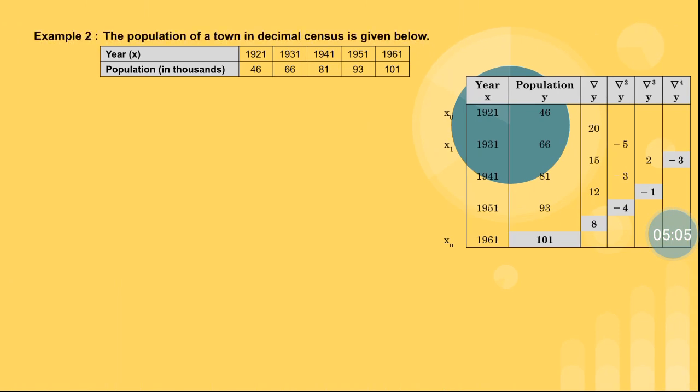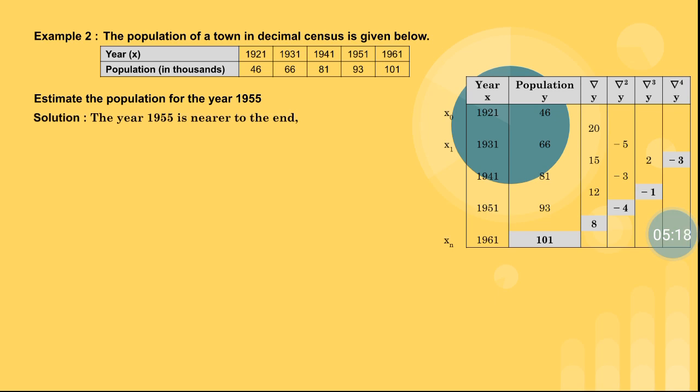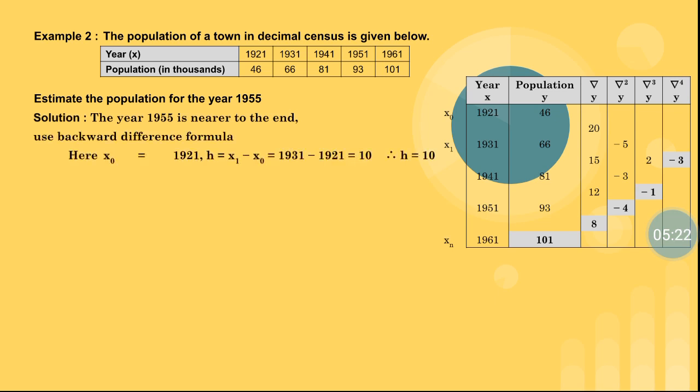The population of a town is given. Estimate the population for the year 1955. 1955 is towards the end, so we apply Newton's backward interpolation formula. First, prepare the difference table, the backward difference table. Here we have x0, x1, x2, x3, x4. We have backward del 4, so our formula will go up to backward del 4.